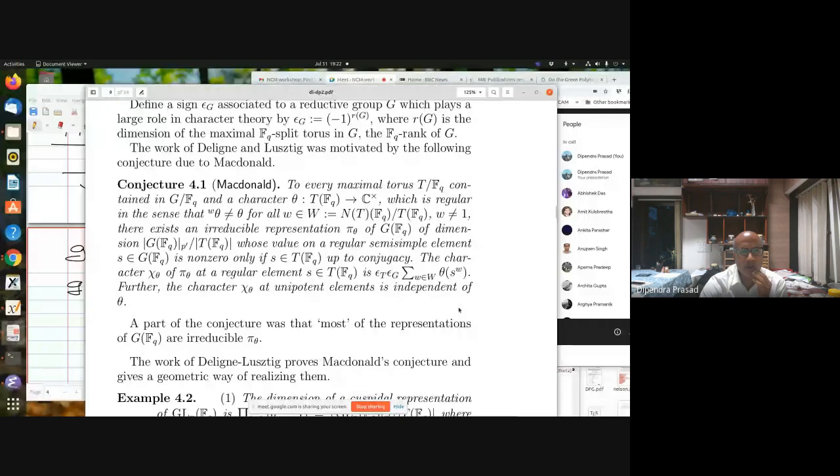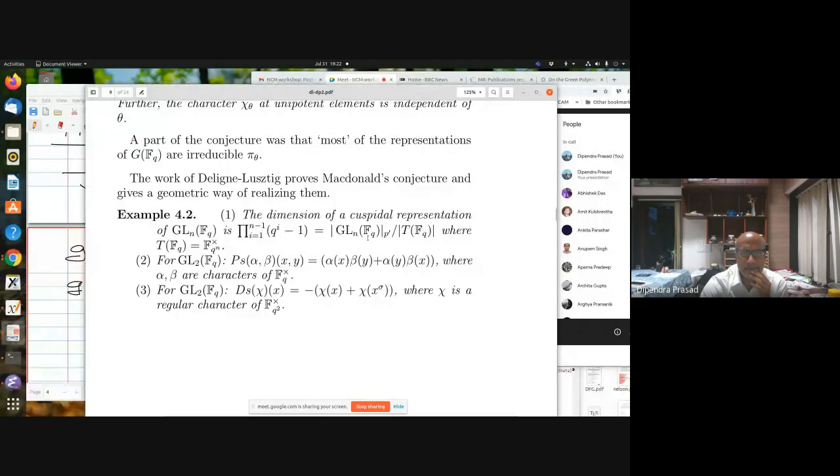So perhaps I will just end my lecture today by recalling that one knew already from Green's work a lot of things about GLN. Just to recall, the dimension of a cuspidal representation of GLN(FQ) is this product of (Q to the power I minus 1), I running from 1 to N minus 1. So the way to remember is that for GL2(FQ), the dimension is Q minus 1. And for GL3, it will be (Q minus 1) into (Q square minus 1), and so on.